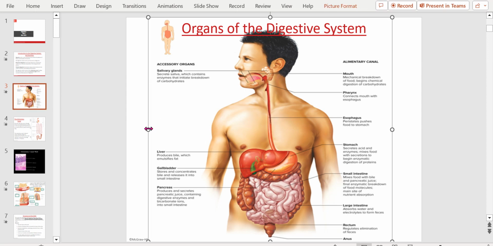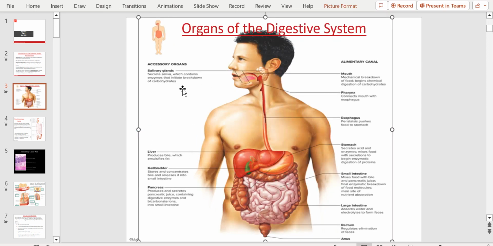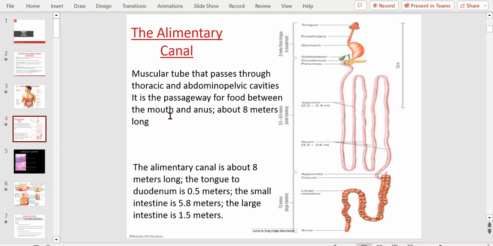Have a look here. There's lots of good stuff. We're going to get into the salivary glands, the mouth, the pharynx, the esophagus, the stomach, small intestine, large intestine, rectum, anus, pancreas, gallbladder, and liver. We're going to talk about all these, so sit back and enjoy.